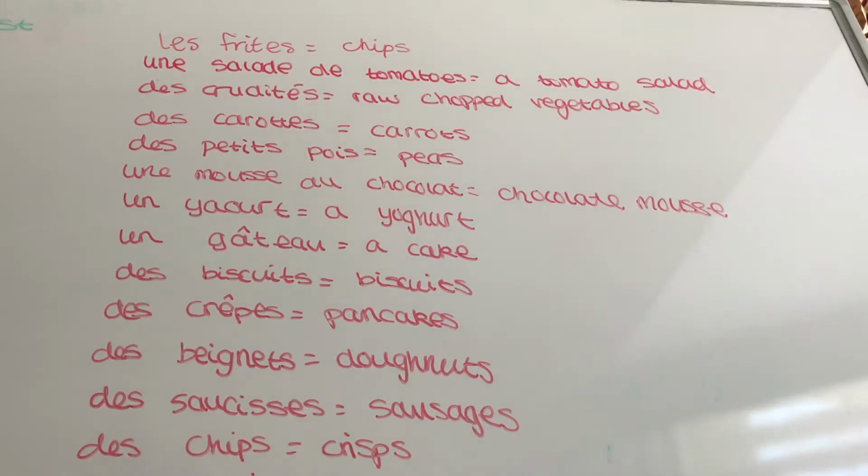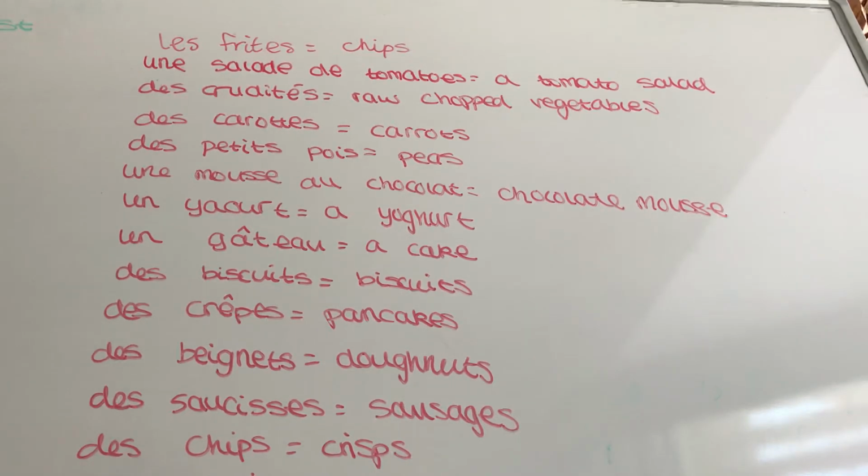Une mousse au chocolat, chocolate mousse. Un yaourt, a yogurt. Un gâteau, a cake. Now what we often refer to as a gâteau in Britain is a cake with fresh cream in it and fruit, but any cake in France is known as un gâteau. Les biscuits, I spelled that the same as in English and French.